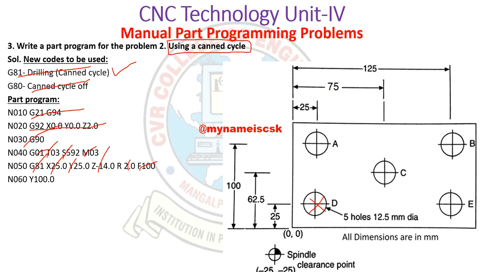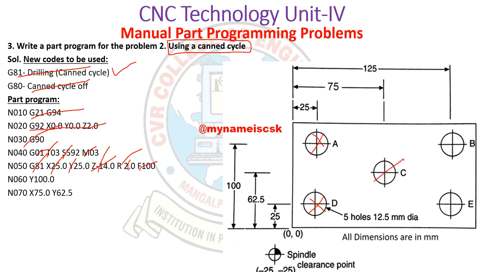Then Y, X is the same. We are just giving the Y distance. Then we are drilling this one because X has no change. X is 25 for this one also, so we are entering only the Y. Here we are giving minus 14 and clearance as 2, so automatically it will take it.